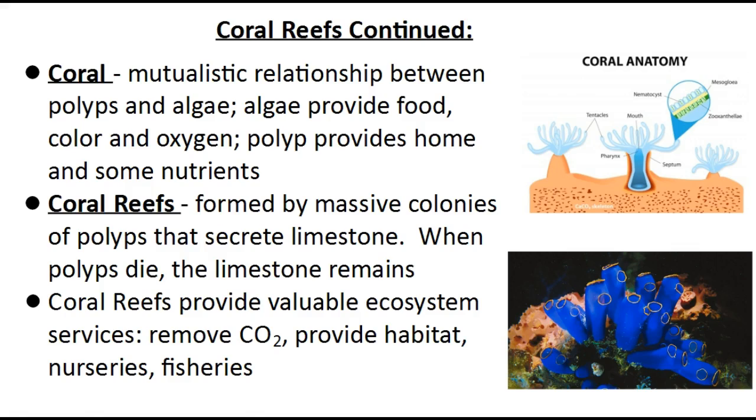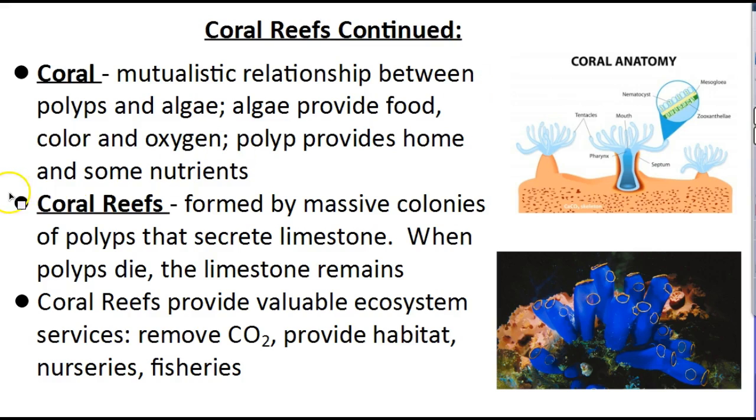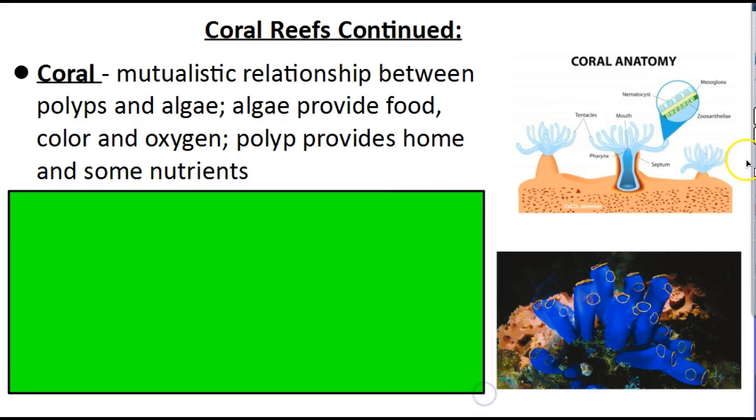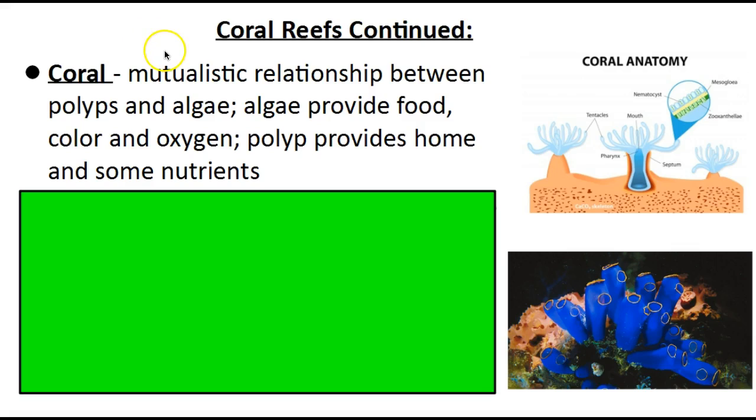Okay, a lot of information on this page. I'm going to cover some of it up. Take a second, write down the definition of coral. Mutualistic relationship between polyps and algae. So the algae provide food. They also give that coral color and oxygen, and the polyp provides the home and some nutrients.